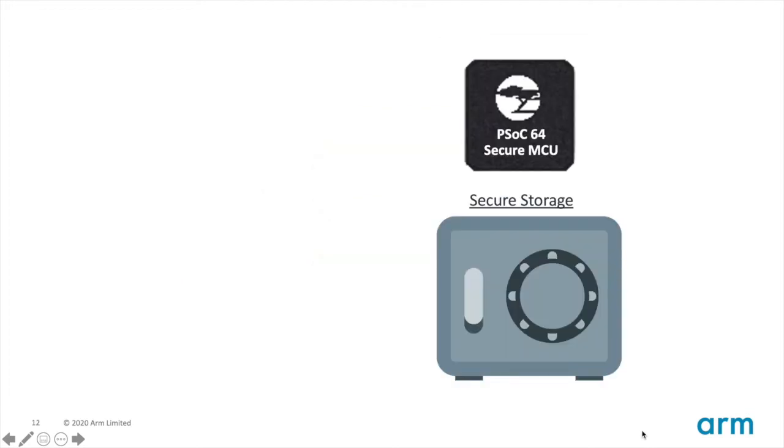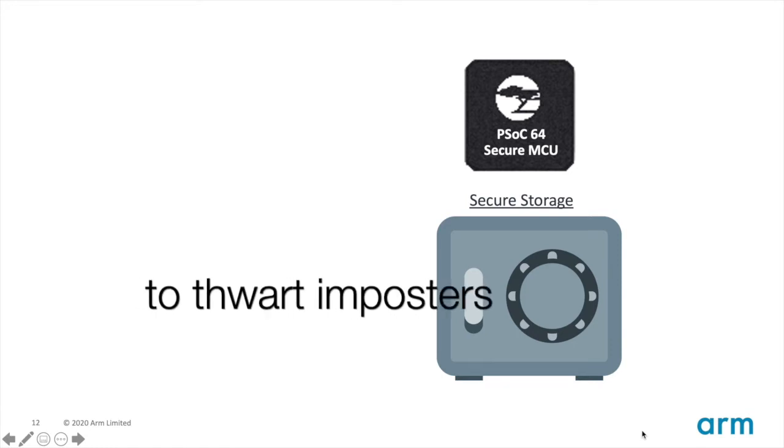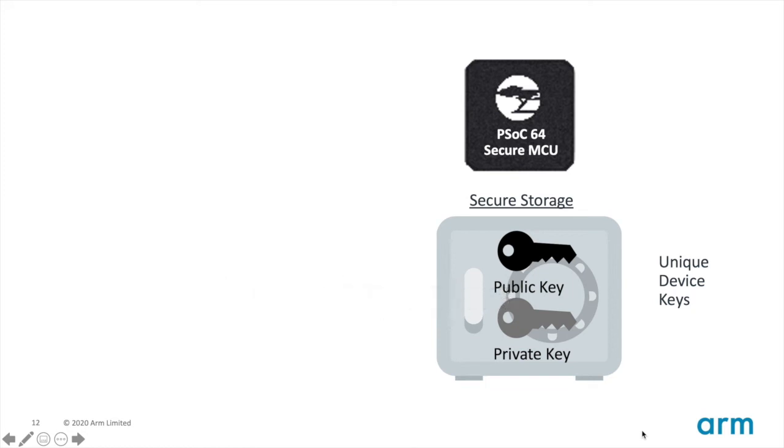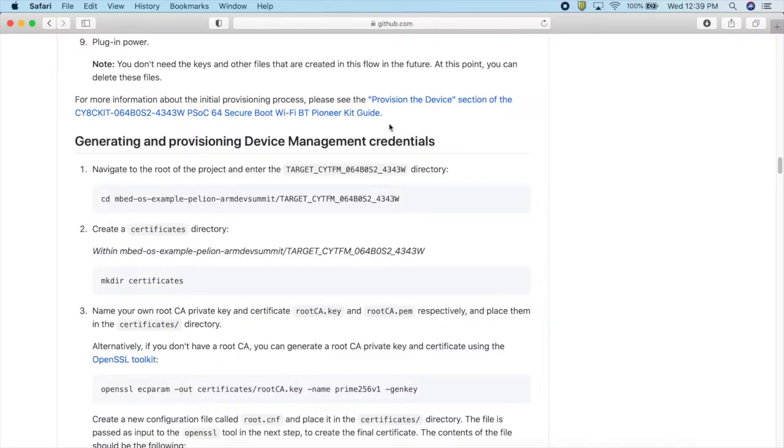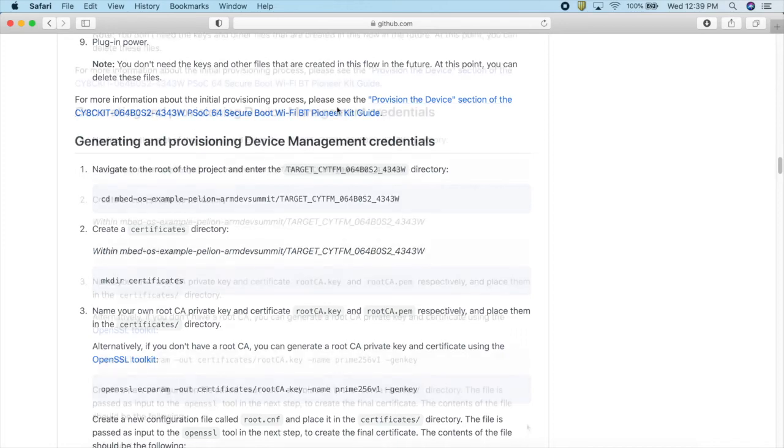Also, to support unique identification and authentication per device, there's another public-private key that is generated on the device, and the public key is shared so that it can be used and bundled in certificates, and we'll talk about that later. And then the private key never leaves the device. For more information about provisioning PSoC 64, check out this guide at this link.